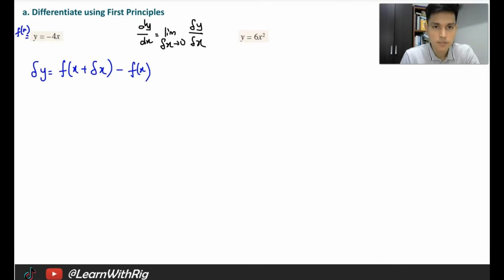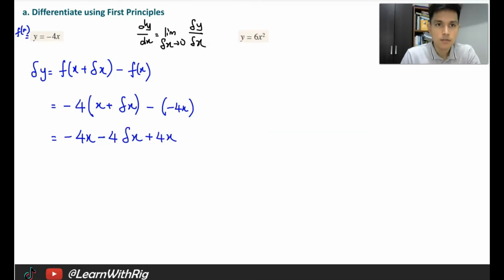So in this case, your f(x) is negative 4x. If f(x) changes to f(x plus delta x), it becomes negative 4 times (x plus delta x), minus f(x). What is f(x)? It's the same thing, negative 4x. So you expand: negative 4x minus 4 delta x plus 4x. Negative 4x plus 4x gives 0. So you get delta y equals negative 4 delta x.